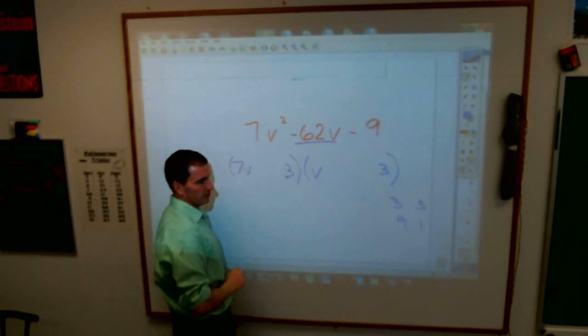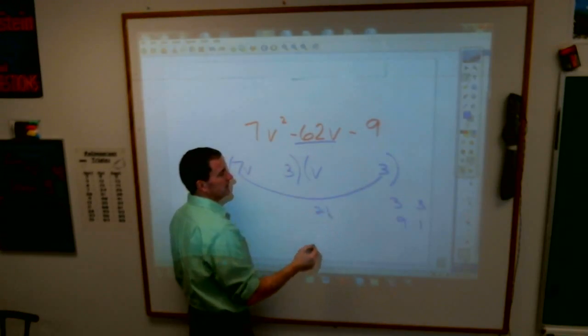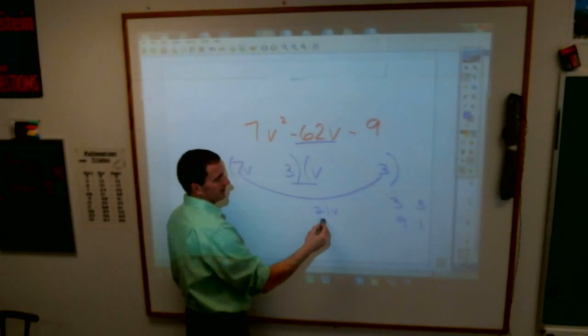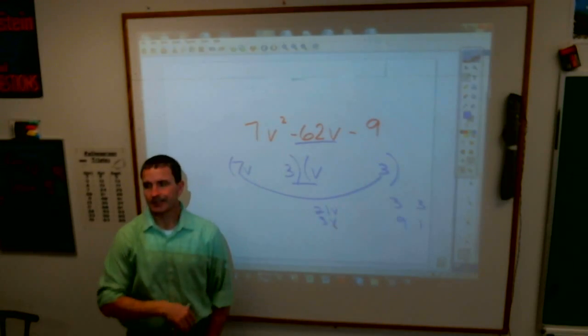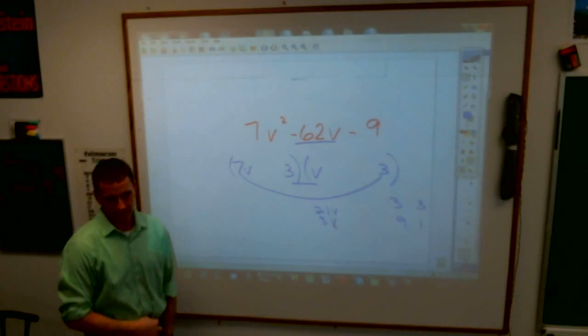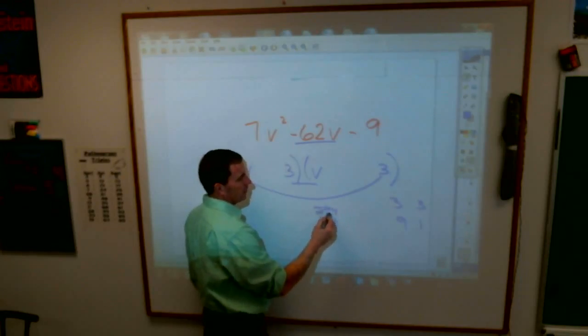If I put a 3 there and a 3 there, I multiply the outside ones, I get 21b, and I multiply the middle, I get 3b. Is there any way to get 62 with 21 and 3? There's not, so you know it can't be the 3's. So then you've got the 9 and the 1.